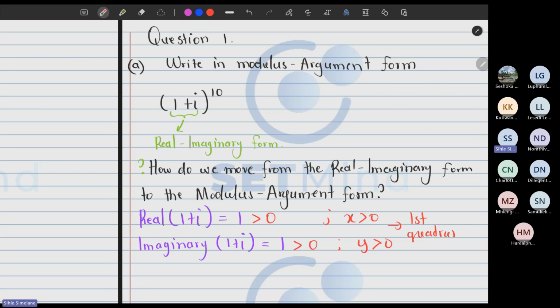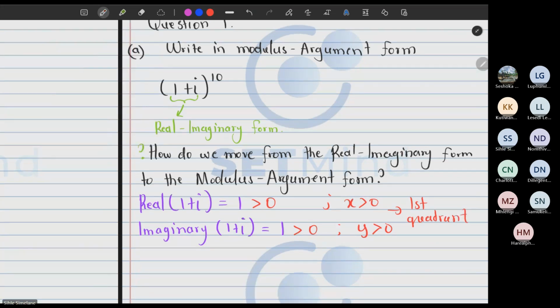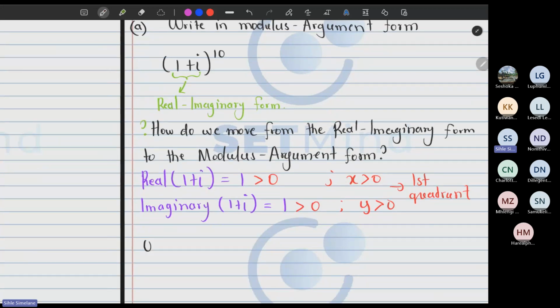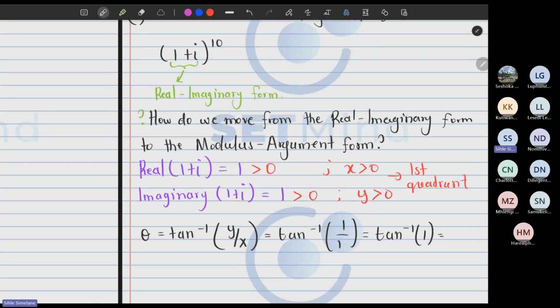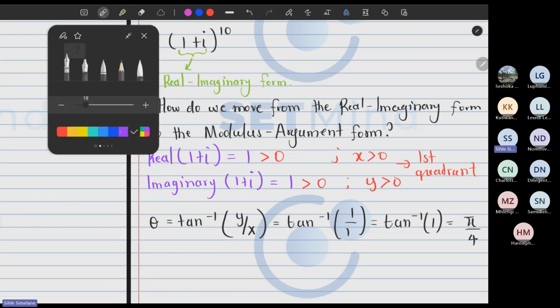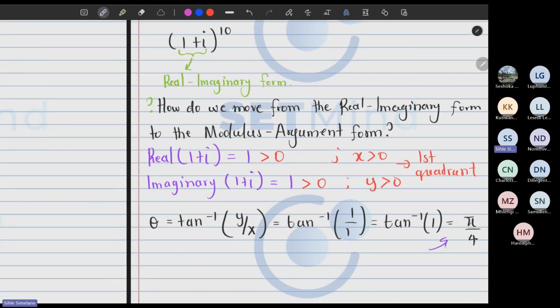And in the first quadrant, how do we find our argument? Sorry, it is the arctan of y over x. So we'll have the arctan of 1 over 1, which is the arctan of 1. You remember the arctan of 1 is 45 degrees, but we are working in radians, so 45 degrees is pi over 4. And this would be our famous argument.